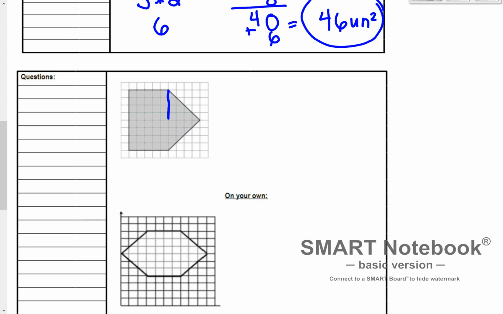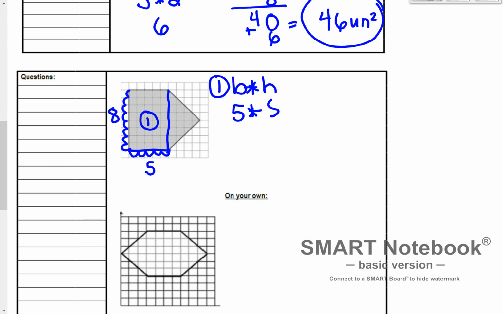I'm going to break it up right here into a rectangle and a triangle. I'm going to start off with shape number 1 in blue. That's my rectangle, base times height. I count for that line of that base. Go ahead and do that. Should get 5. Times my height to that rectangle, I count for that height. Go ahead and do that. I got 8, so I do 5 times 8, which is 40.